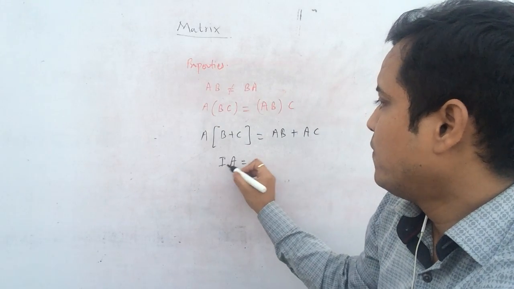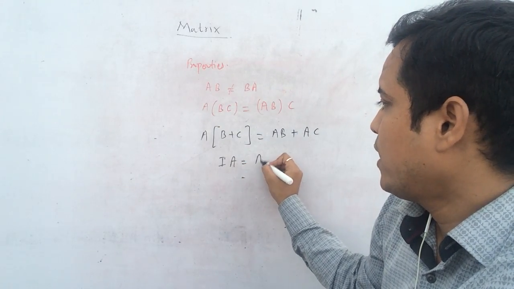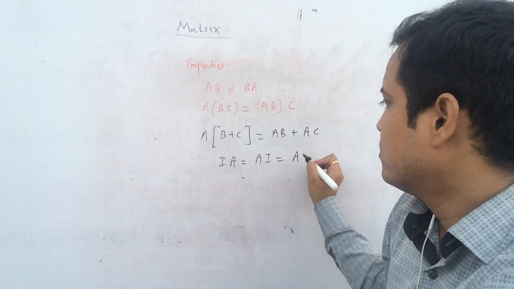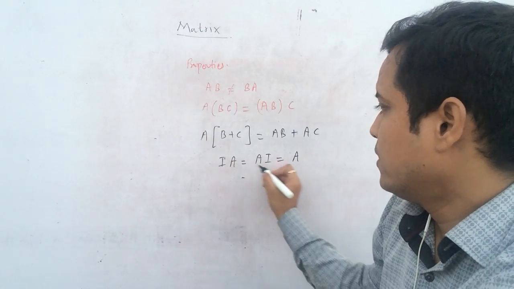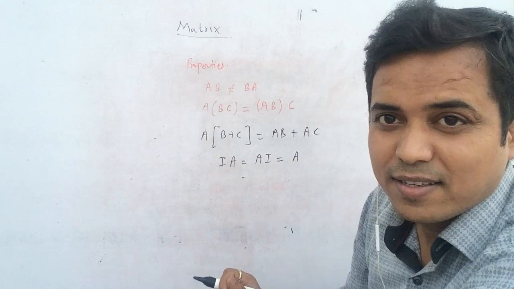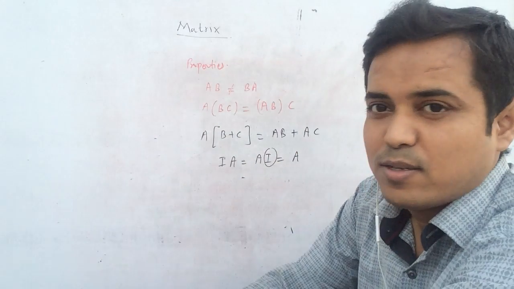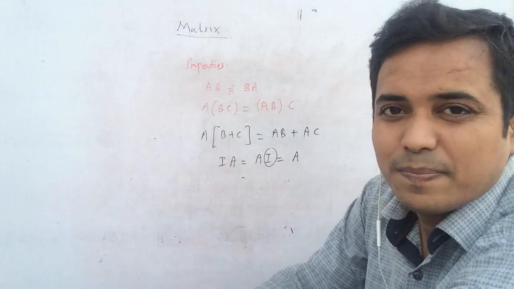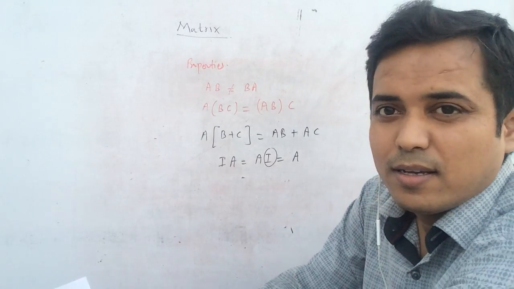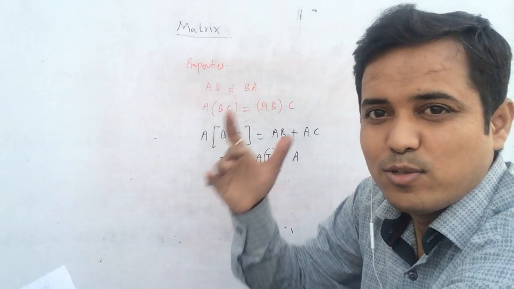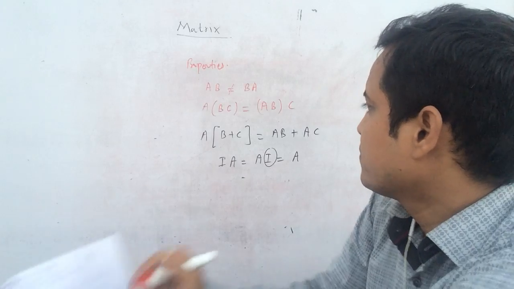Yes, it can be multiplied with identity matrix IA or AI. You will get always A. That means the multiplicative identity is I. What do we call it? Multiplicative identity is I, the square matrix in which you see all the diagonals 1 and except the diagonals you see all elements 0, okay.